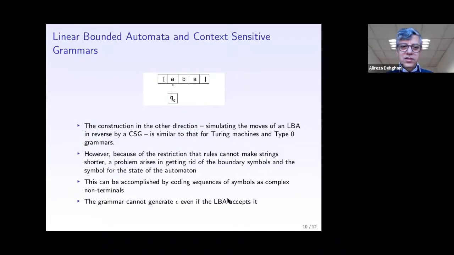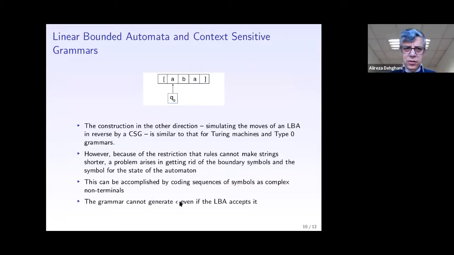In terms of time complexity, the construction in the other direction, simulating the moves of an LBA in reverse by a CSG, is similar to that for Turing machines and type 0. However, because of the restriction that rules cannot make a string shorter, a problem arises getting rid of the boundary symbols and the symbols for the state of the automaton. This can be accomplished by coding sequences of symbols as complex non-terminals. Okay, that's the whole thing.